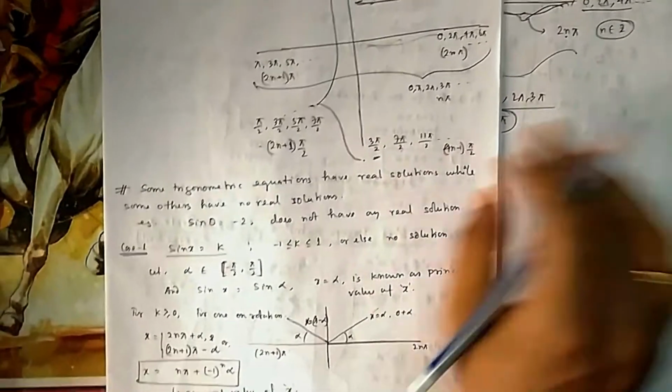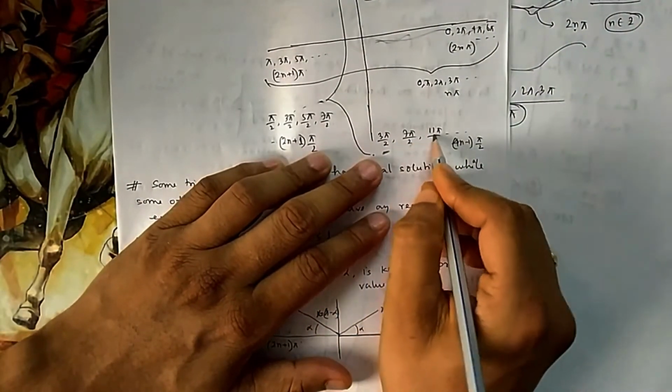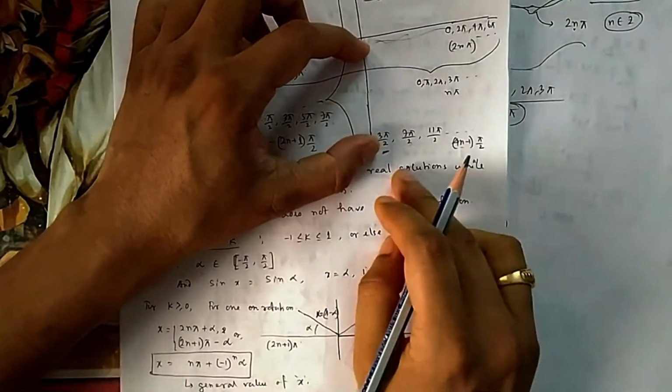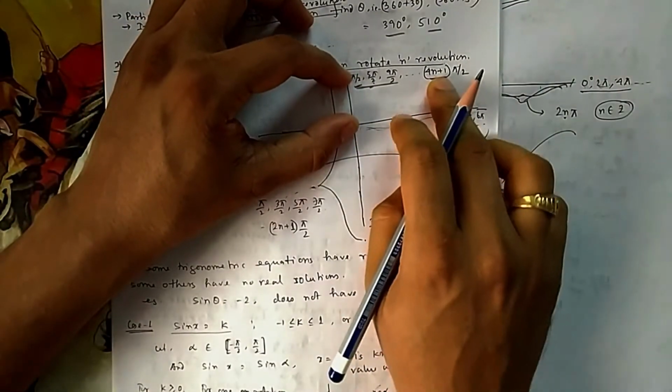And this one you can see is 4n minus 1: 4 times 1 minus 1 is 3, 4 twos are 8 minus 1, 4 threes are 12 minus 1. So that's why, from here to here, if you want to name it, it is (4n minus 1) pi by 2. From here to here, if you want to name it, it is (4n plus 1) pi by 2.